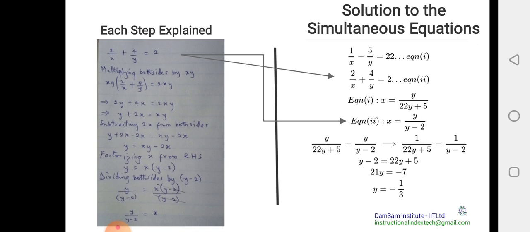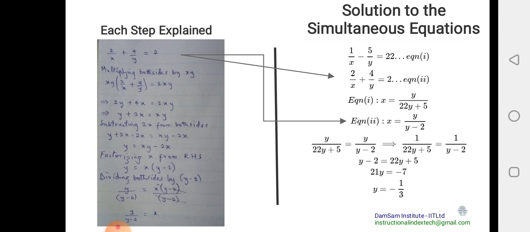Then we factorize it, and after we factorize that, we have y is equal to x into y minus 2, and y minus 2 is the coefficient of x, so we divide both sides by y minus 2, and we obtain x is equal to y over y minus 2 as it is shown here.